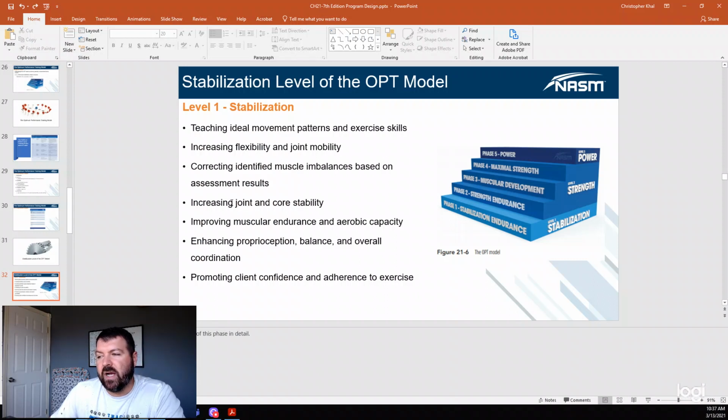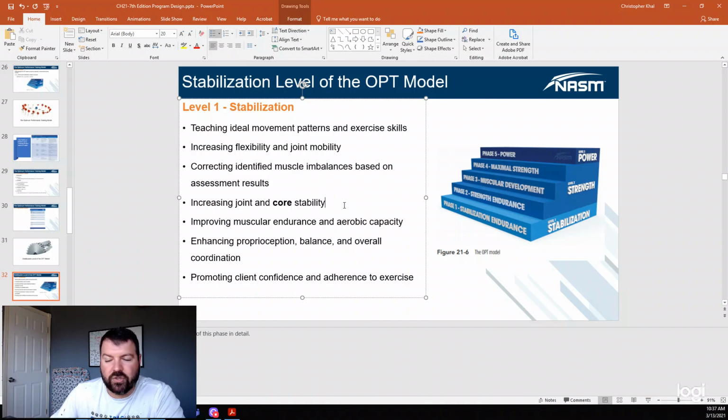Okay, create joint and core stability. Okay, core is very, very important. Super, super important, especially early on, to where they can really just kind of engage it. Improving muscular endurance and aerobic capacity. Enhances proprioception, balance, and overall coordination. Okay, very, very important, especially the coordination part.